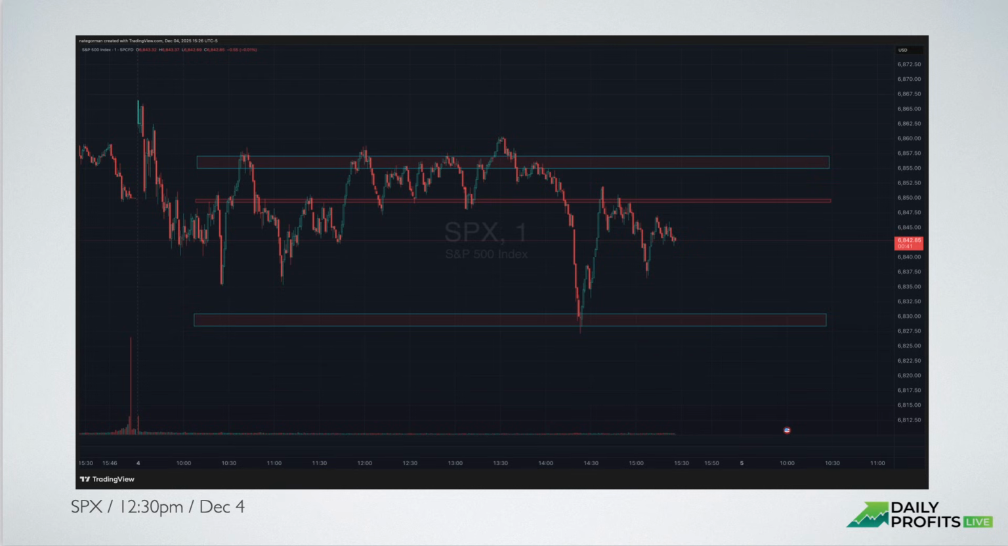Those of you who were playing snipers, I was also playing snipers, and a lot of these rollovers here, this bounce here, they were all great levels to take a shot off of, right?